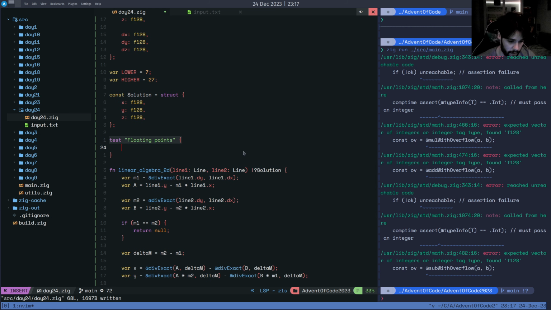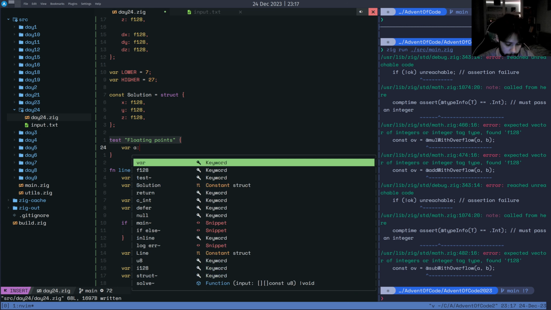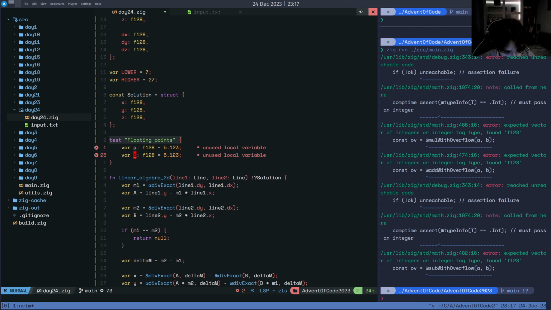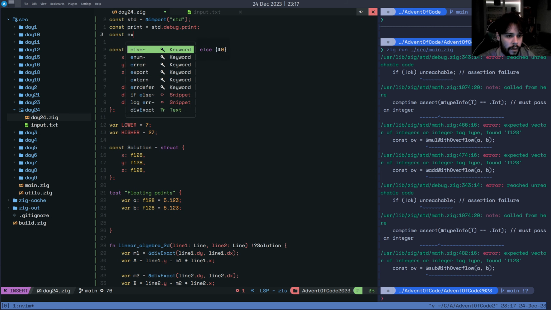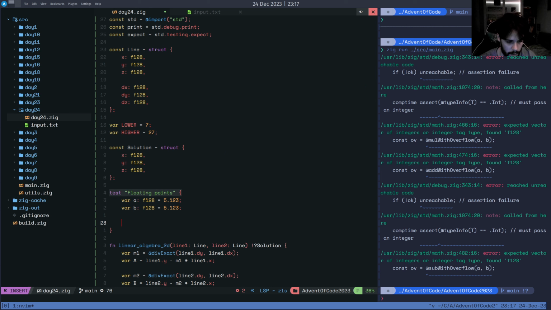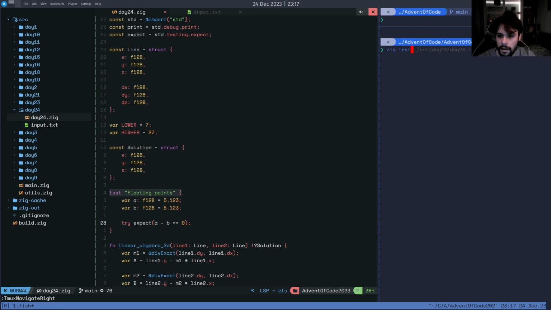So, a little tutorial on Zig floats. I don't really know what I'm doing, but let's find out together. 5.123. And we have B, and we have expect, which comes from std.testing.expect. We have try expect A minus B equals 0. Zig test day 24, day 24.